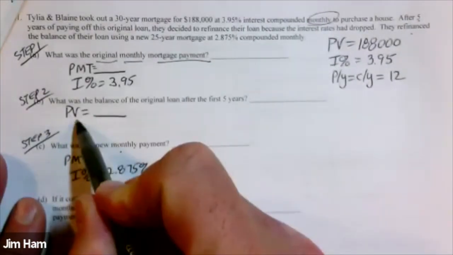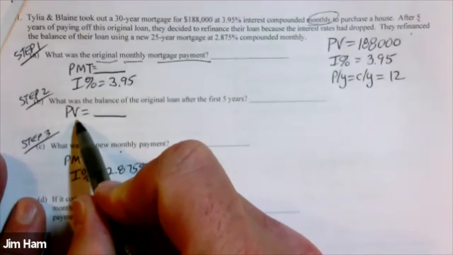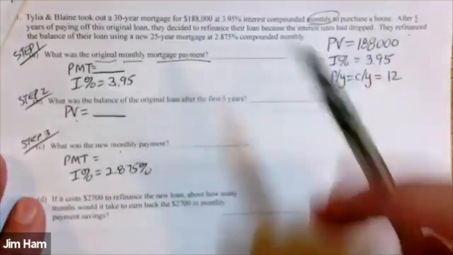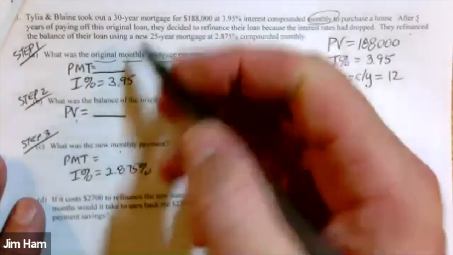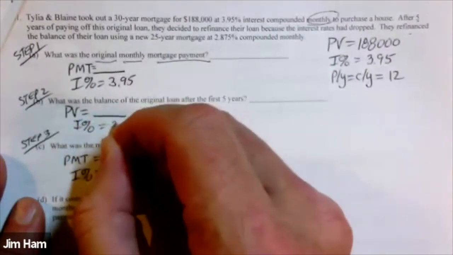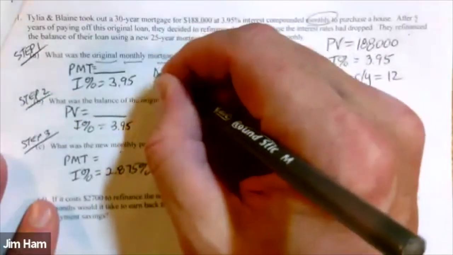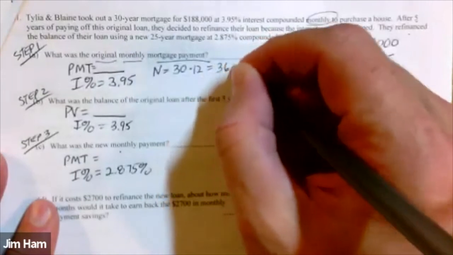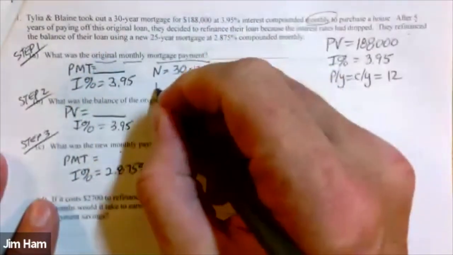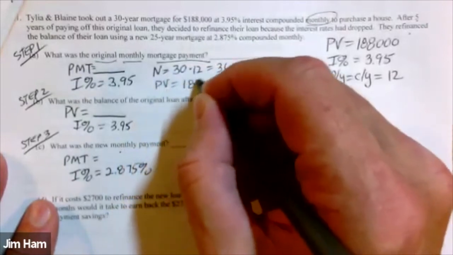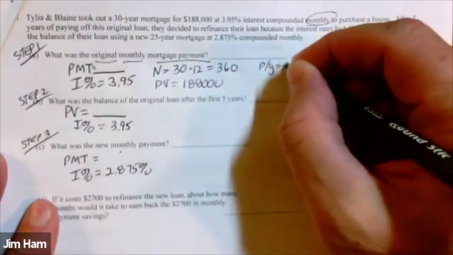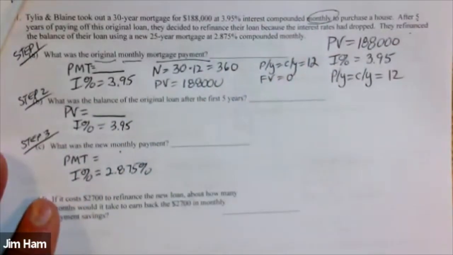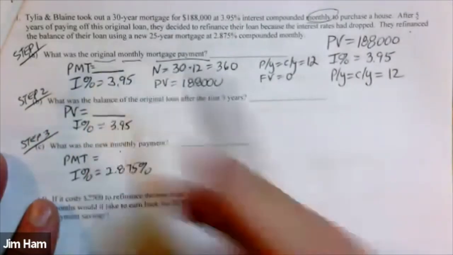The present value, what students like to do sometimes is insert this interest rate a little sooner than they should. This one is the present value on the current loan, where the interest rate is 3.95. In the original loan, it's a 30-year loan of monthly payments. So N is 360, 30-year loan. The original present value is the 188. Payments per year, compounding per year, 12. And this is a present value problem, so the future value is 0, and we're really interested in the payment.